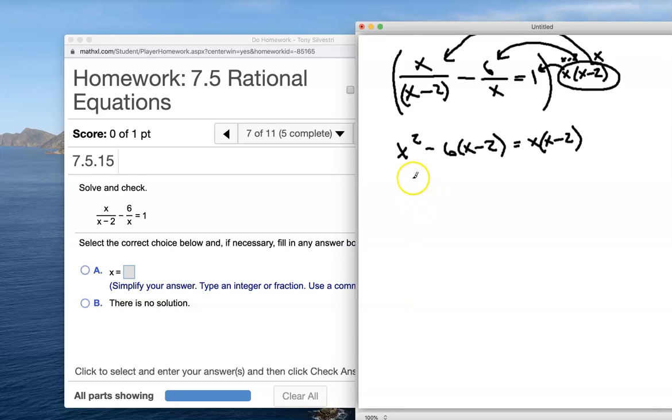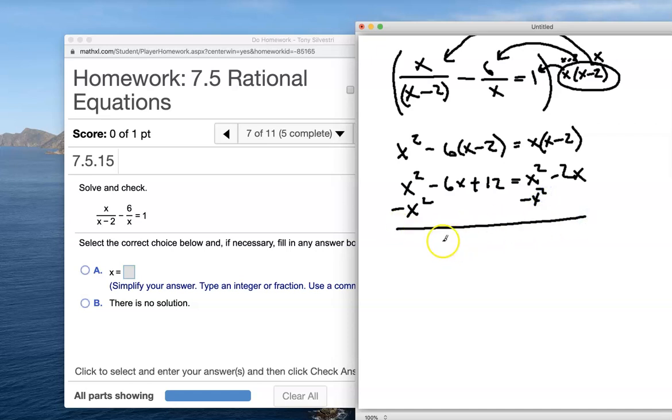So what do we do now? Get rid of the parentheses. Got to liberate these terms. So x squared minus 6x minus 6 times, not 6 minus 2, it's negative with the sign. Negative 6 times negative 2 is plus 12 is equal to, now multiply it through here with the x squared minus 2x. Okay, got rid of those. And it looks like it'd be a quadratic or a problem with a square in it, but there isn't. If I subtract x squared from both sides, there is no more x squared.